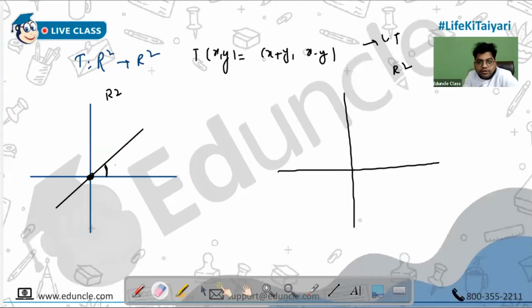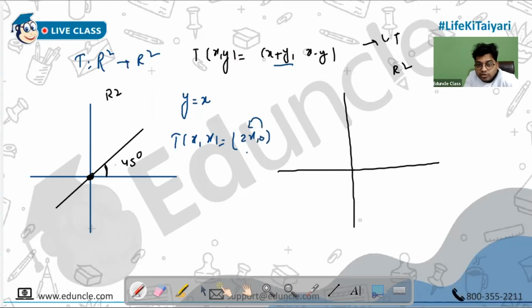Okay, just one minute. So students, what I am saying is that you have this angle, let us say this angle is 45 degrees. Just check this problem. What is this point? It lies on the line y is equal to x. What is T of (x, x)? That is (2x, 0). So what is (2x, 0)? What kind of point is (2x, 0) here?